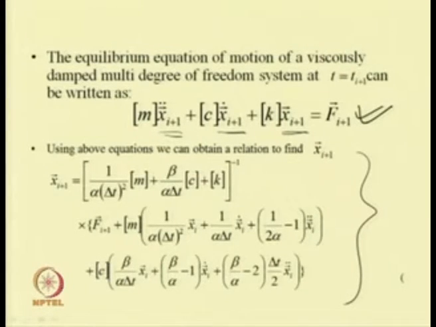So, x i plus 1 can be written by (1 by alpha delta t square into m plus beta by alpha delta t into c plus k) to the power minus 1 into (f i plus 1 plus m into (1 by alpha delta t square x i plus 1 by alpha delta t x i dot plus (1 by 2 alpha minus 1) x i double dot) plus c into (beta by alpha delta t x i plus (beta by alpha minus 1) x i dot plus (beta by alpha minus 2) into delta t by 2 into x i double dot)). So, in this way one can use these different types of methods.